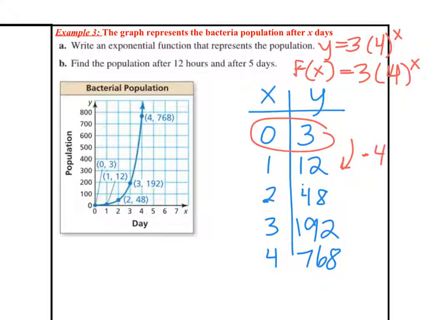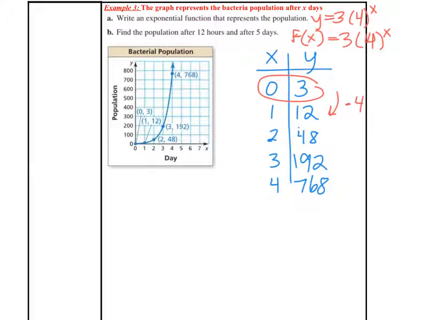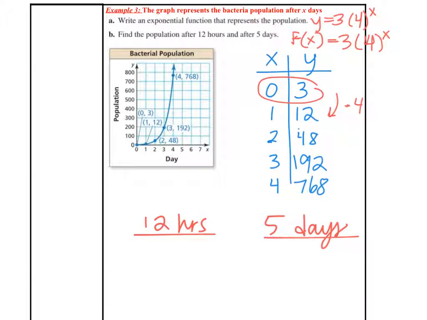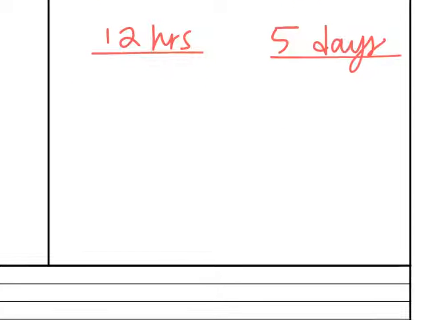Okay, and then the next question, find the population after 12 hours and 5 days. So we have our function, or our equation. Let's do this separately. 12 hours, we'll do here, and 5 days. So you have to evaluate for both. 5 days is pretty simple. You just put it in for x, because x is days. The problem is 12 hours is not a day amount. What is 12 hours though as a day? How much of a day is that? A half. And so you can put a half or 0.5.